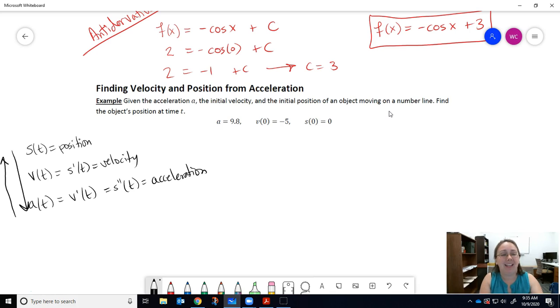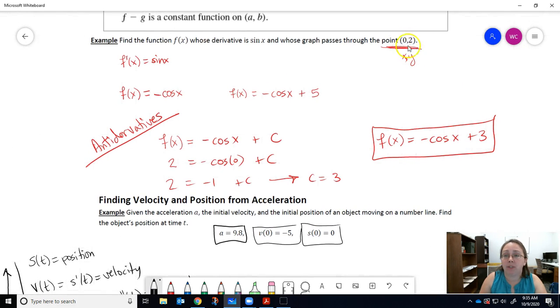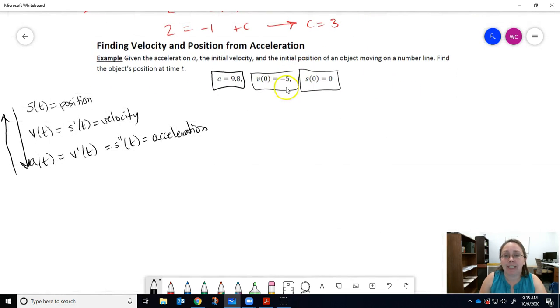That's the fun part. All right, so if I give you acceleration, they're giving you acceleration right here, the initial velocity, right here, and the initial position. So these are what we call initial conditions, and we'll talk about that more as we go into antiderivatives more. But that's basically what they gave us back here. When they gave us this particular point, it allowed us to find c. Well, by giving us these initial values for these two functions that we're going to be finding, we'll be able to find the particular c value.